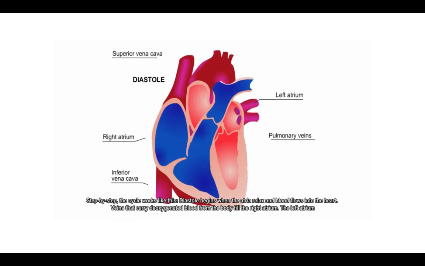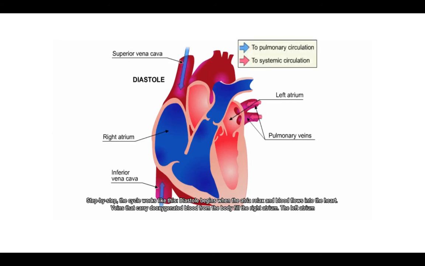Step by step, the cycle works like this. Diastole begins when the atria relax and blood flows into the heart. Veins that carry deoxygenated blood from the body fill the right atrium. The left atrium is filled by the pulmonary veins, which carry oxygenated blood from the lungs. The atria are now filled with blood, while the ventricles are still relaxed.